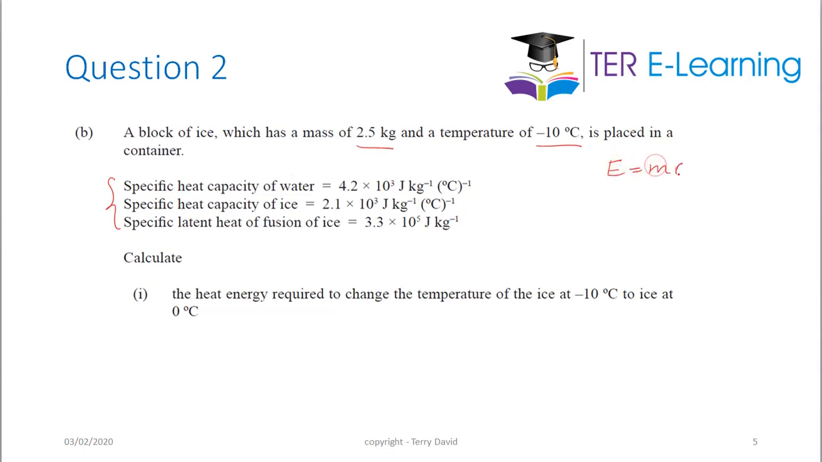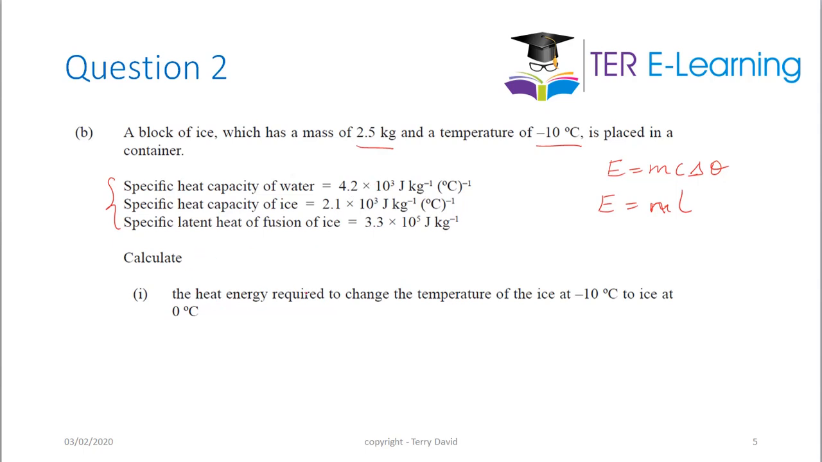Now, in thermal physics, there are two formulas that we usually use. One is E equals mc delta theta, and the other equation is E equals ml. mc delta theta is used when we change the temperature of a substance without a change in state, whereas we use E equals ml when we have a change in state. For example, if a solid is going into a liquid, we use E equals ml. If a liquid is going into a gas, we use E equals ml. But if we are just doing a change in temperature, we use E equals mc delta theta.